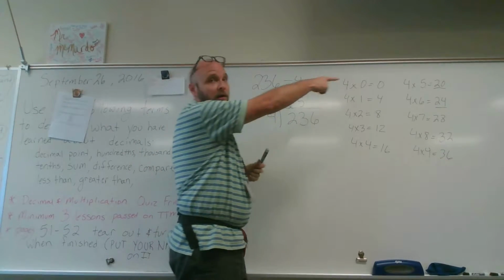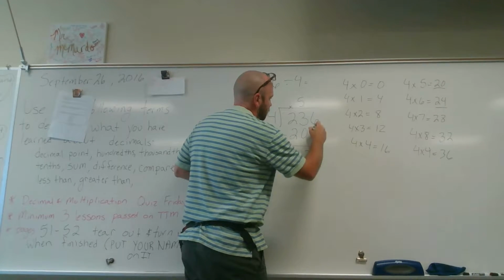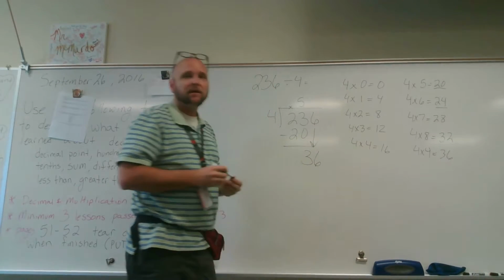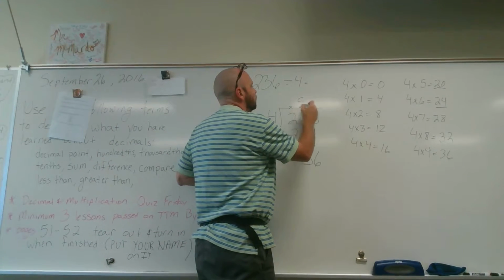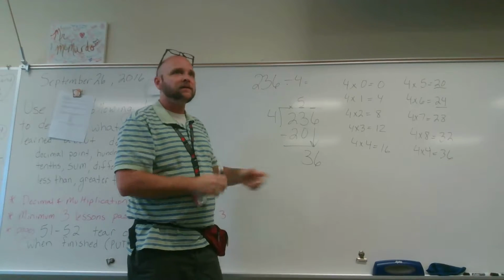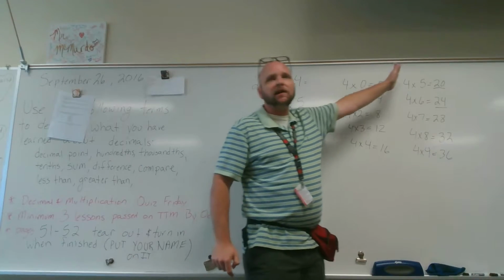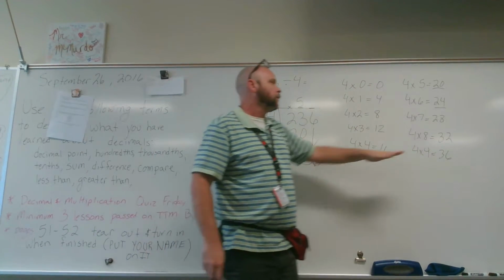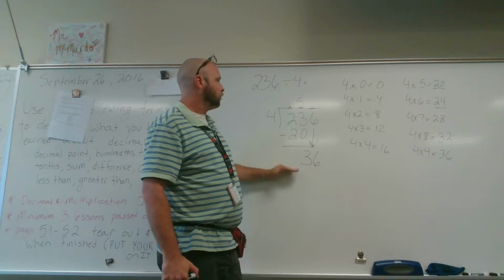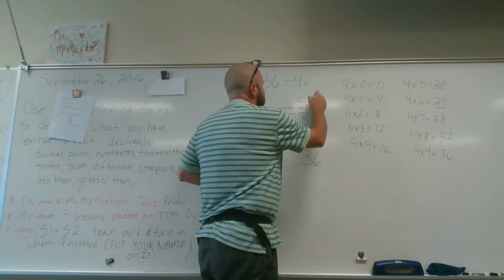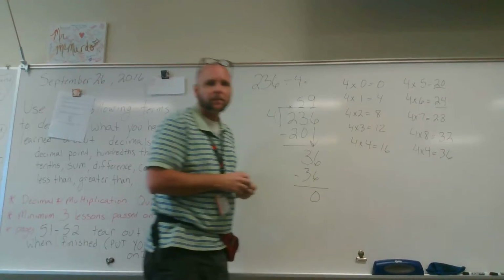5 times 4 is 20. I've already done that math. I subtract, I get 3. Bring down the 6. Now, above the 6, because I'm going to have a number here and a number here, I'm taking this into 36. So above the 6, I am looking for as close as I can get to 36 without going over. If I look at 4 times 9, I can get exactly that. So 9 goes there. 9 times 4 is 36. Subtract, I get a 0.